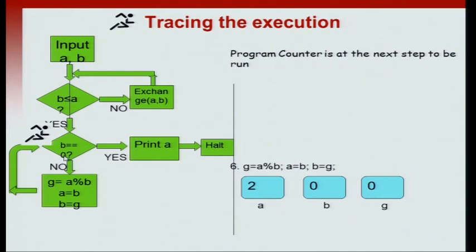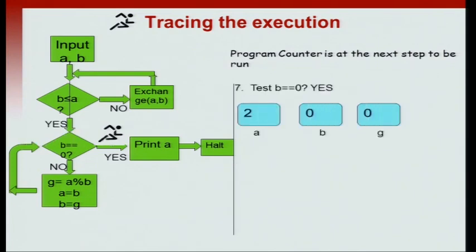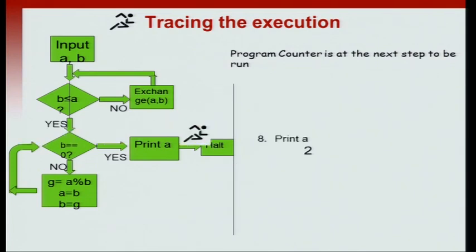At this point B is now 0, so you say that A is actually the GCD of the numbers 8 and 6. Okay. So you can ensure that it computes the GCD correctly.